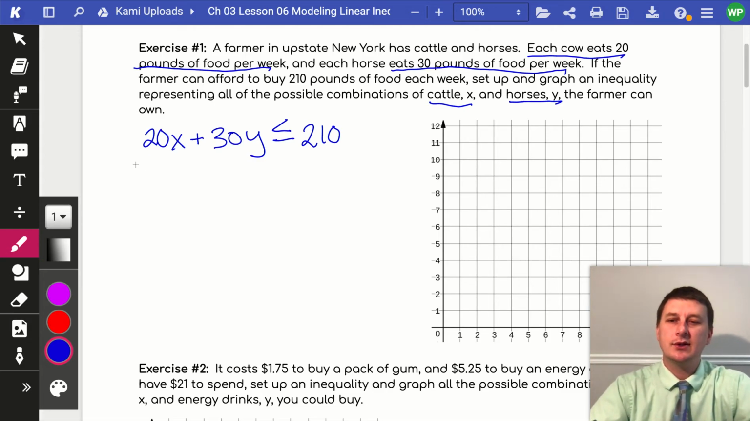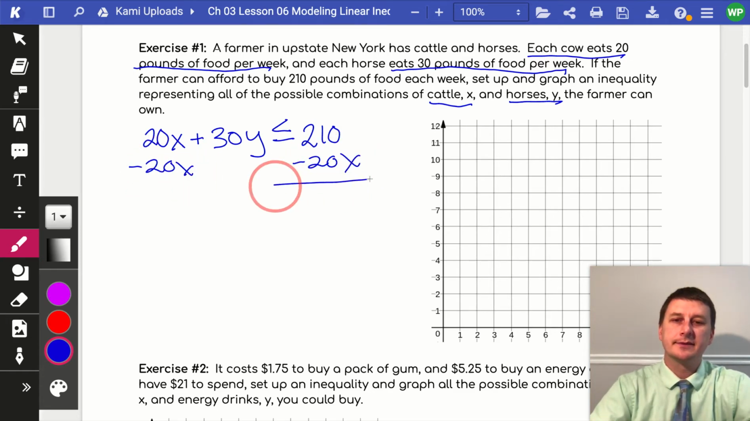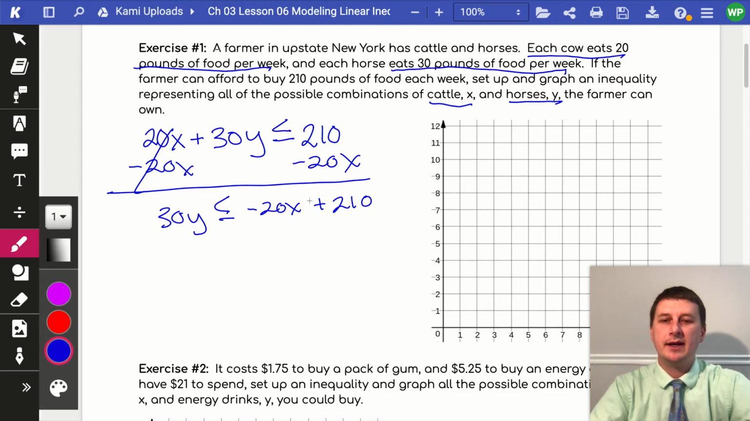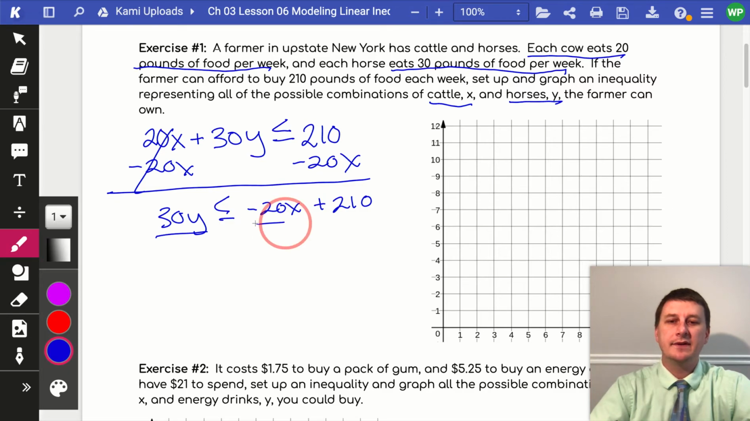So let's go ahead and start off by subtracting 20x from both sides. And we'll be left with 30y is less than or equal to, and I'm going to put my x's first, so I have negative 20x plus 210 to preserve that mx plus b form. And now my final step to get y by itself is I'm going to divide everything by 30 over here, and I'm going to be left with y is less than or equal to negative 20x divided by 30, which will simplify to negative 2 over 3x.